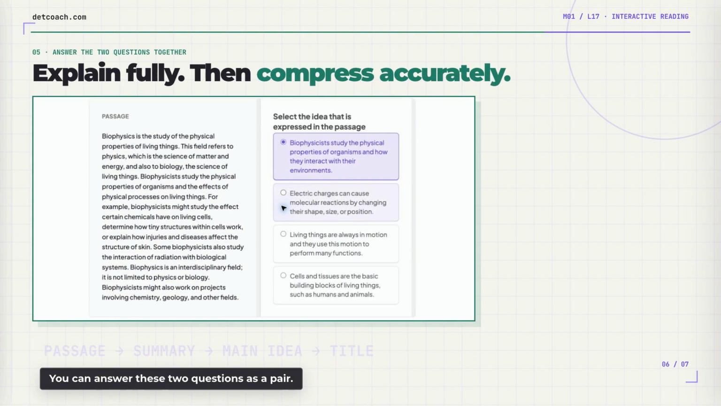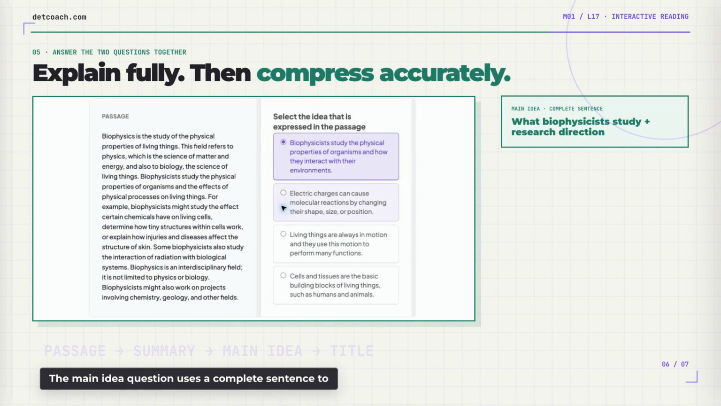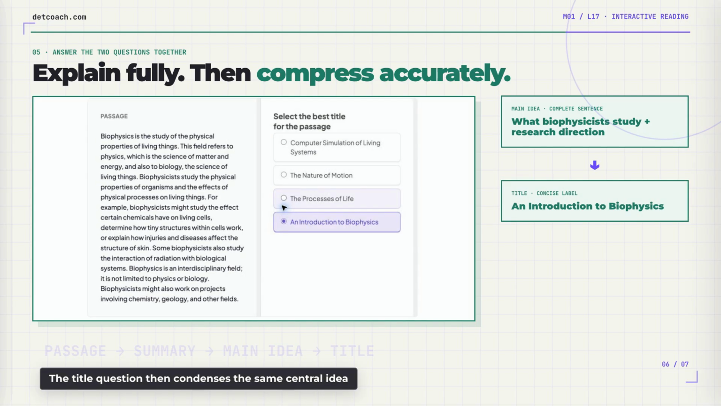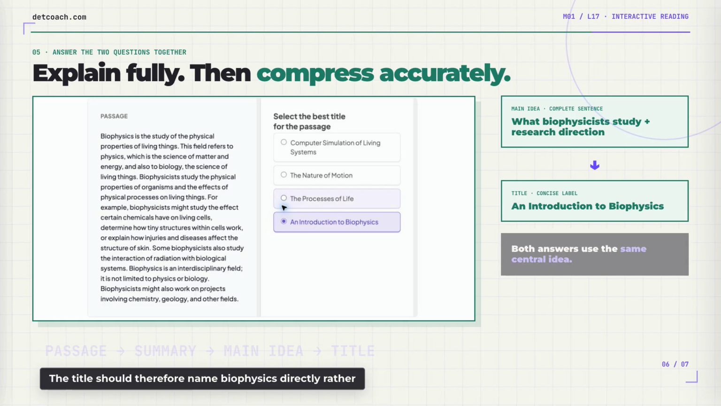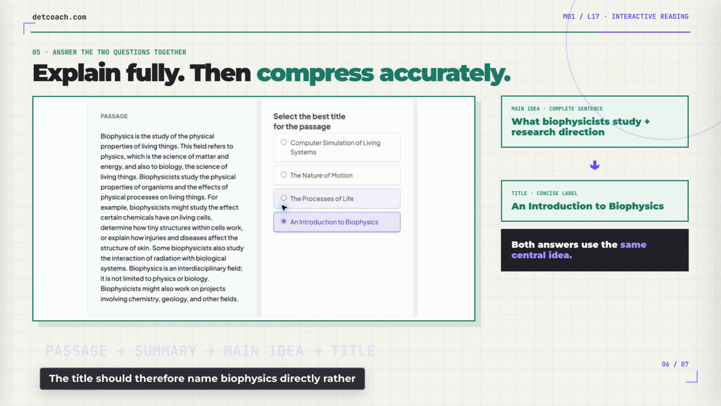You can answer these two questions as a pair. The main idea question uses a complete sentence to explain what the passage is mainly about. The title question then condenses the same central idea into a concise, accurate title. Here, the main idea concerns what biophysicists study and the direction of their research. The title should therefore name biophysics directly rather than focusing on motion, life processes, or a new topic that never appeared in the passage.